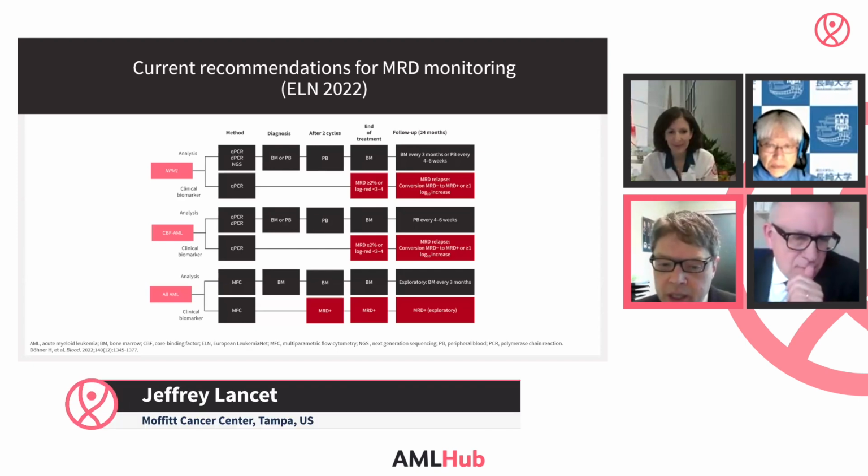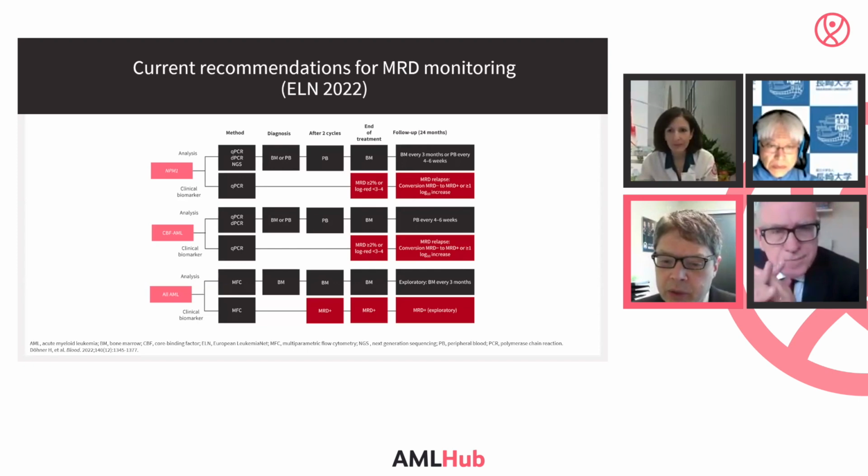How can we intervene with MRD-directed therapy, especially in the setting of MRD-positive disease, both within and outside the transplant setting? And I think this is where the field is going. We know that MRD-positive patients tend to do better after a transplant than if they don't get transplanted because of the high risk of disease burden and relapse.